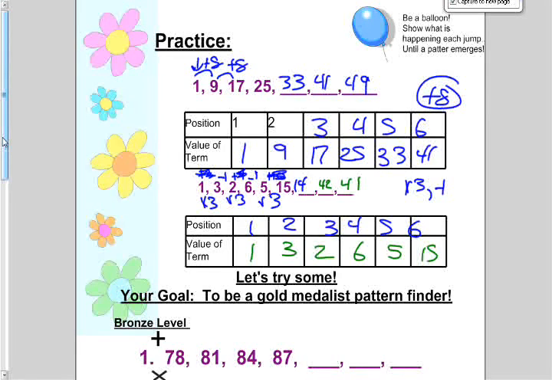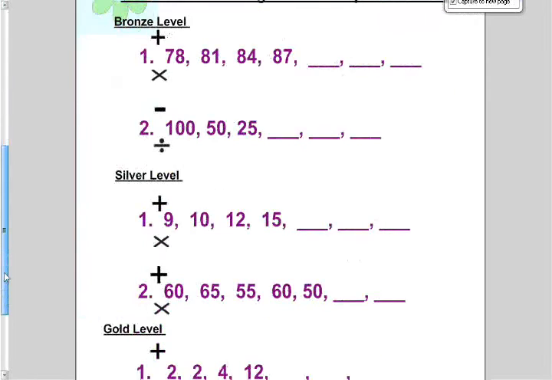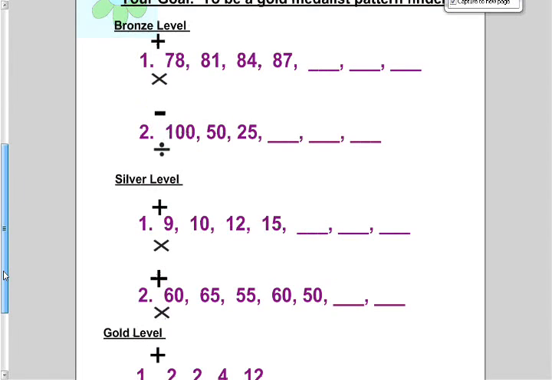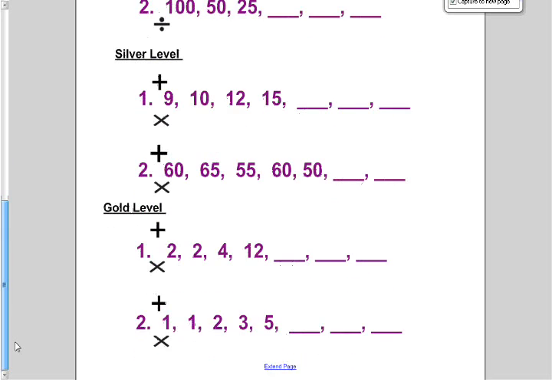All right, go ahead and you're going to try these patterns. Start with the bronze level. That's your easier ones. See if you can get those right. Then try your silver level. A little bit more difficult. Challenge yourself. And then this is your bonus challenge. See if you can solve these gold level problems. Go ahead and pause the video and then unpause to check out your answers.